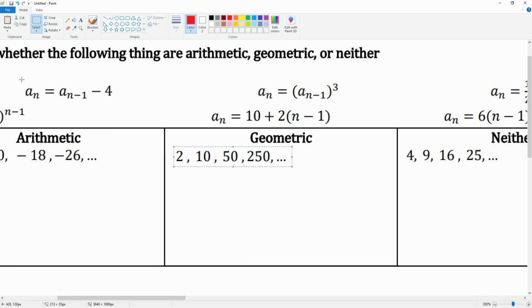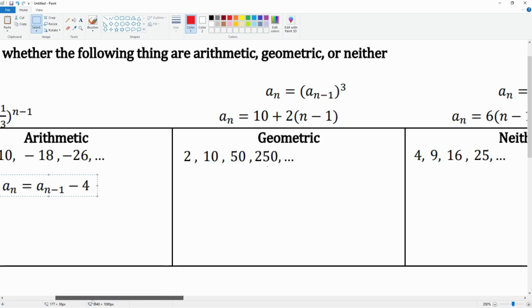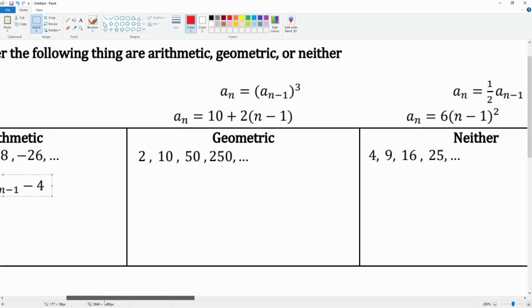Next, we have the previous term, -4. That is when the common ratio is -4. So that is arithmetic. Okay, there you go. That's arithmetic.